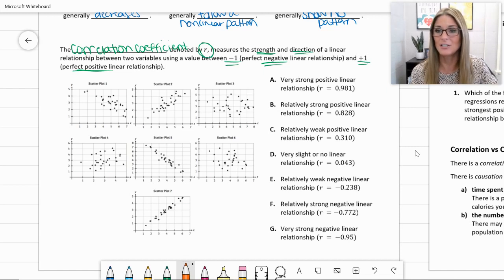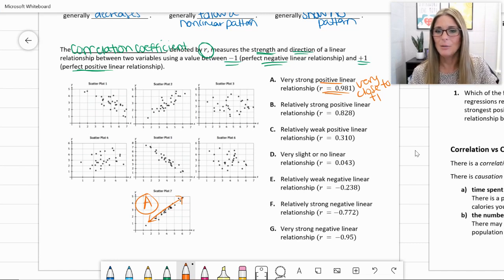Let's start by looking at answer choice A. It has a very strong linear relationship. And look at this correlation coefficient. It is 0.981. This is very close to +1. So this is the closest positive linear relationship. So look over at your scatter plots. Which one has the closest to a perfect positive line? Looks like scatter plot number 7 has a very perfect linear shape there. Let's label that one A. These are going to go in order.